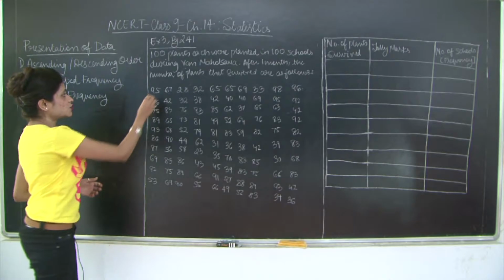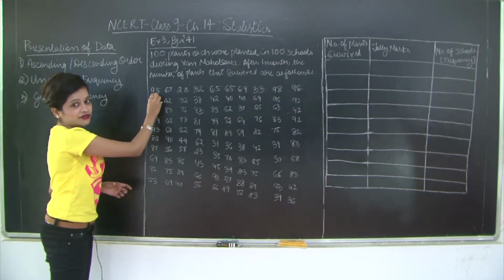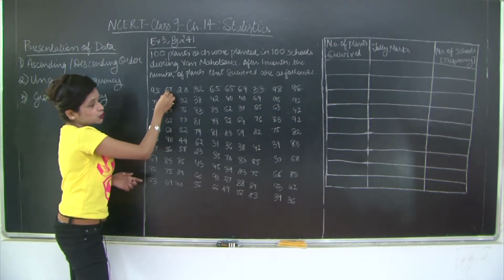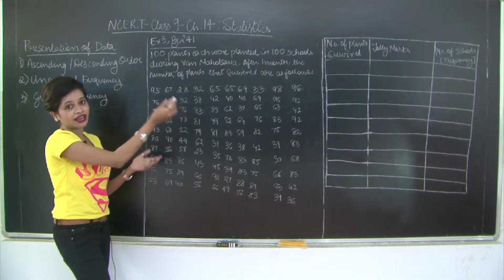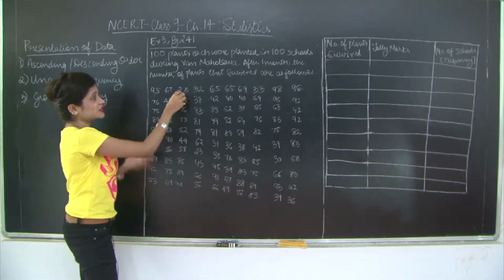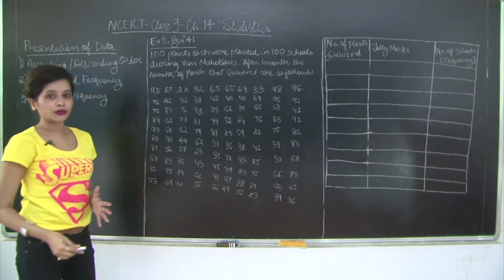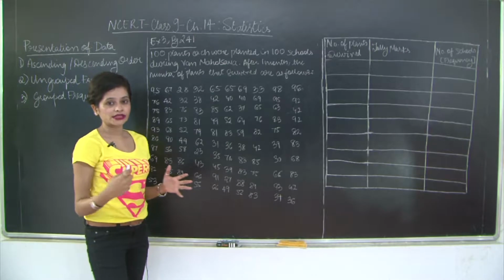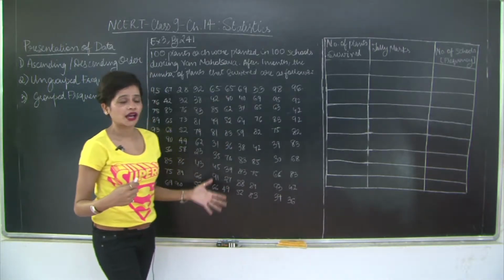So now in school 1, the number of plants that survived out of 100 is 95. In school 2 it was 67. Maybe school 3 had unfavorable conditions for the survival of plants, so the number of plants that survived was just 28. So what we are going to do is use a grouped frequency table to denote these observations.